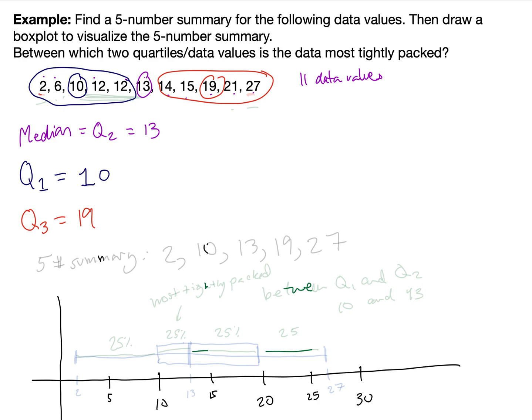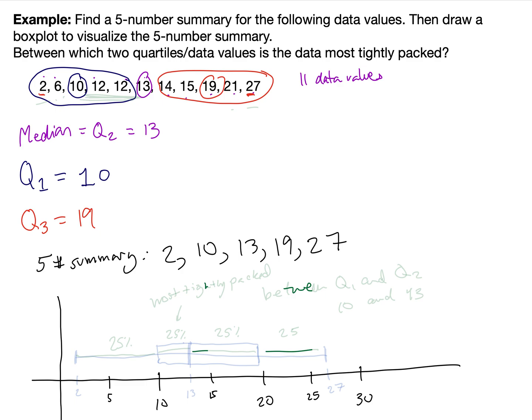And of course, we know what our minimum is and we know what our maximum is. So now we've got our 5-number summary. Our 5-number summary is the minimum, 2, then Q1, which is 10, Q2, or the median, which is 13, Q3, which is 19, and the maximum data value, which is 27.